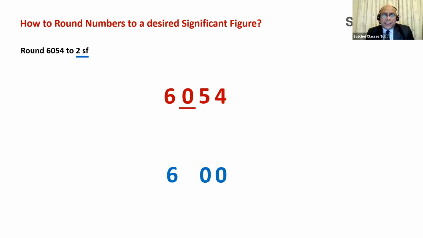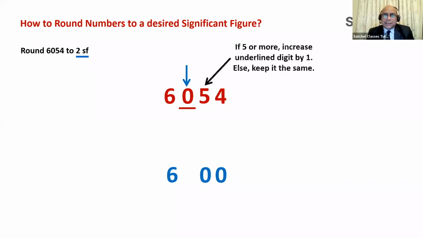The call on that underlined digit 0 will be taken on the basis of the digit which is following 0. In this case, the digit following 0 is 5. And because it is 5 or more, we'll increase the 0 by 1. Had it been less than 5, we would have kept 0 as it is. Okay, but because in this case it is 5, we'll increase the 0 by 1, which is 1 itself. So the correct answer is 6100, which means 6054 rounded to two significant figures is 6100.